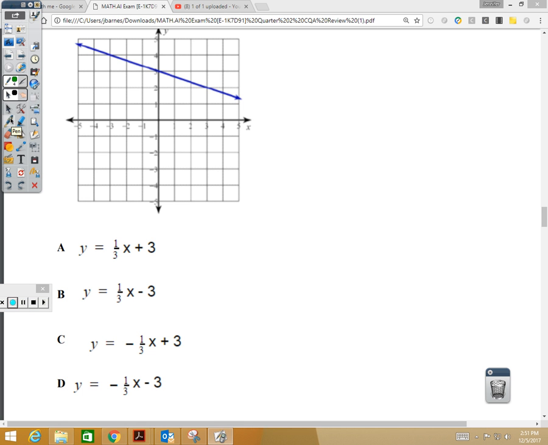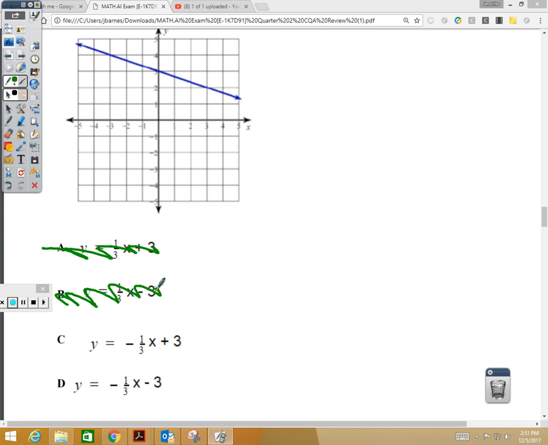Question 7 wants to know what equation shows this line. So one thing that I notice about this line, Slope Dude would say what about this line? It's a nice negative. So I'm looking at my 4 choices, and I see in A, slope is a positive 1/3. I see that B is also a positive 1/3. But I see that C is a negative 1/3 and D is a negative 1/3.